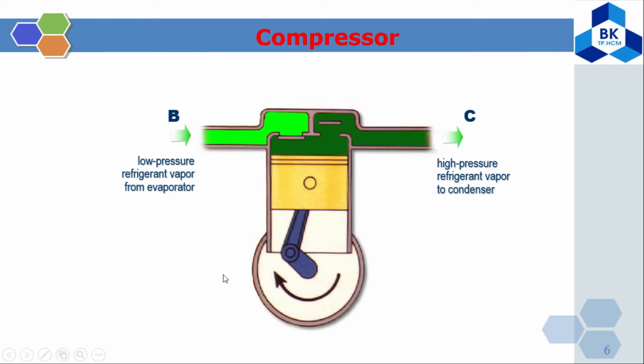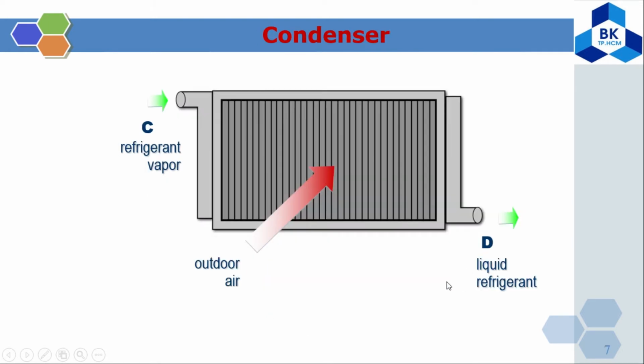For the compressor, from state B to state C, the low pressure refrigerant vapor from the evaporator goes to the compressor, and it will be compressed to become high pressure refrigerant vapor and go to the condenser. In the condenser, the high pressure refrigerant vapor from the compressor at state C goes in. It will release the heat and become liquid refrigerant.